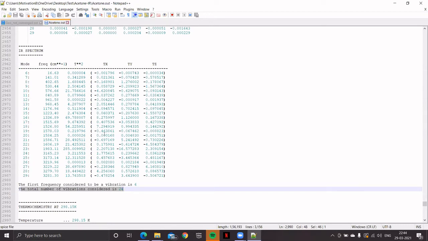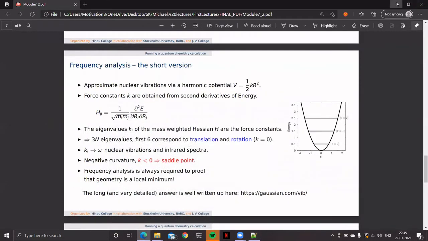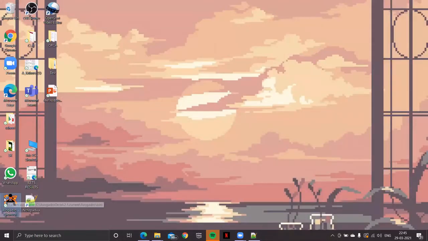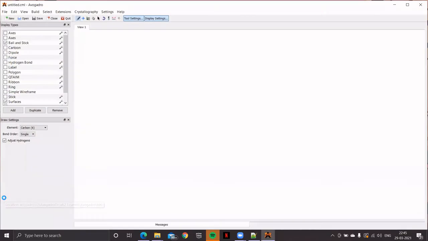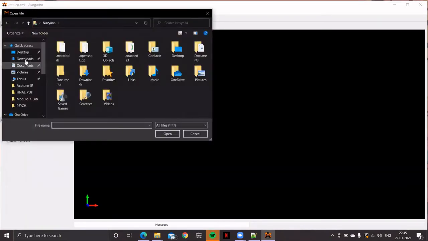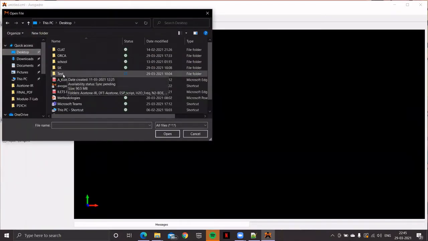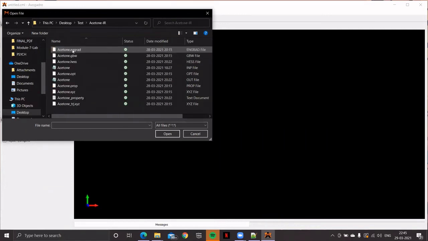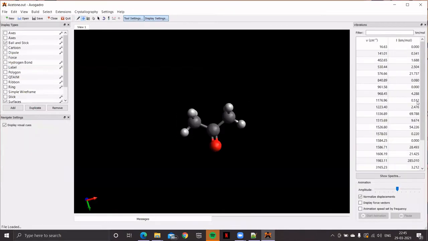So let's plot this. So how to plot? Go back to Avogadro, open Avogadro, and then open the output file in Avogadro. I'll go to the File menu, open, in the desktop there is a folder with the name test and acetone, and then open the output file. Okay, you got a table of wave number and the corresponding intensity. And that's the acetone molecule.